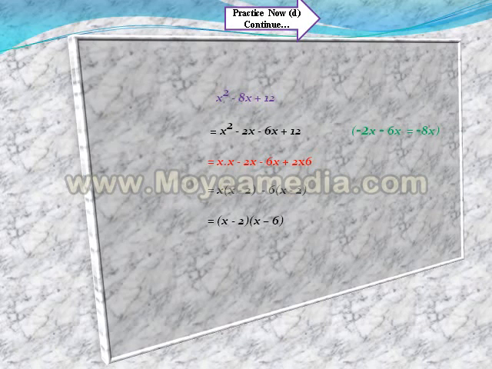In the first term, when you take x minus 2 out, what remains is x. And in the second term, when you take x minus 2 out, what remained is minus 6. So we have factorized this quadratic algebraic expression: x minus 2 and x minus 6. These are two linear factors.